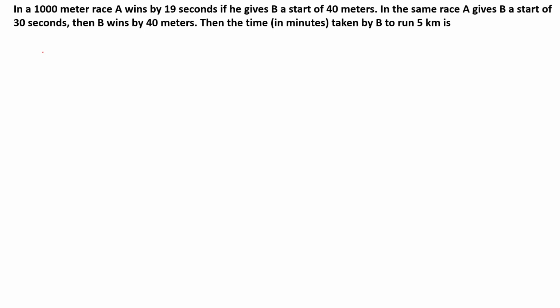In the second situation, in the same race, if A gives B a start of 30 seconds, then B wins by 40 meters. But if A gives a start of 19 seconds, he loses by 40 meters. Okay, let's try to do it.